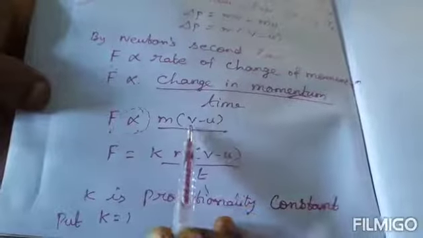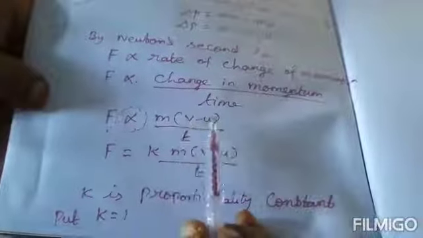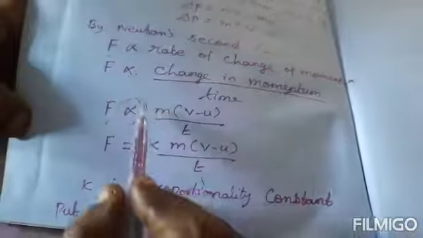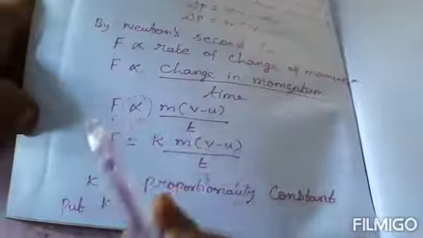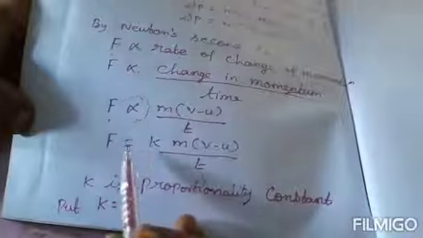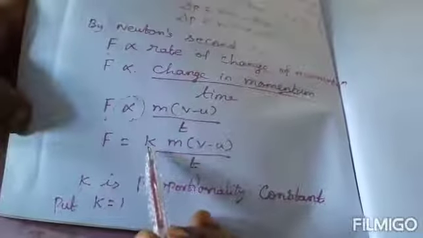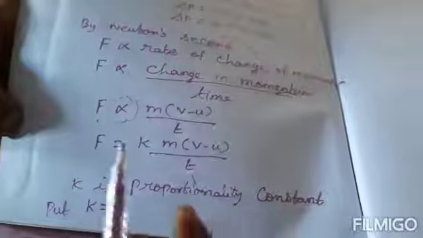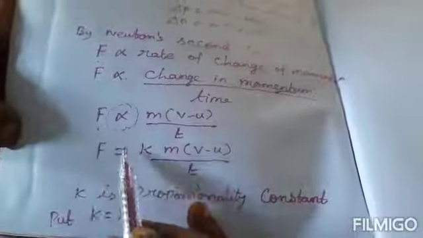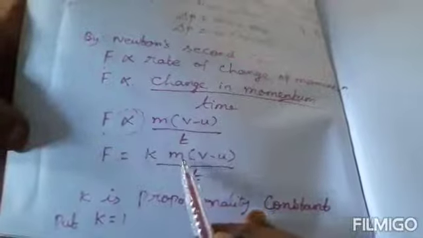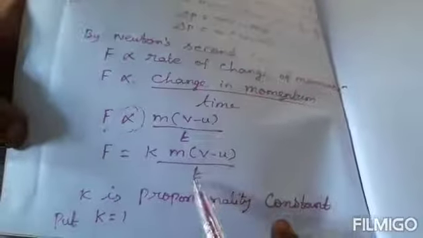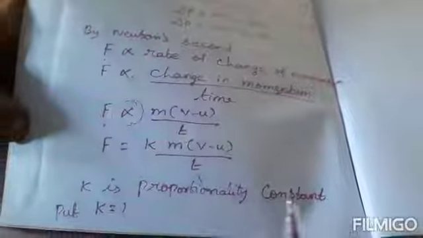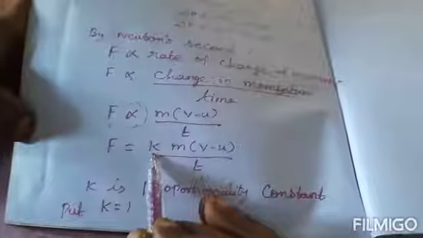Don't forget, first you have to write v. Okay, v minus u divided by t. Then we have to take this proportionality symbol and put equal to. If we put equal to, put one variable. That variable is K. K is the proportionality constant. So you have to write F equal to K into m into v minus u divided by t. So K is the proportionality constant. Put K equal to 1.